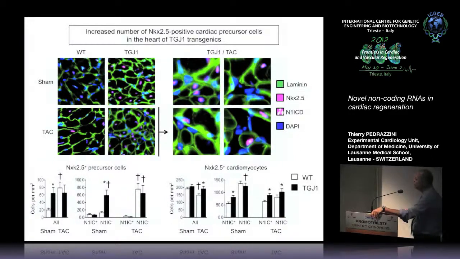Now we quantify these cells carefully in the heart of wild type and transgenic animals, and maybe we can concentrate on this particular difference here. Again, the Notch IC negative cells, NKX2.5 precursor cells, are largely increased in the transgenic animals as compared to the wild type. And this is not dependent on pressure overload.